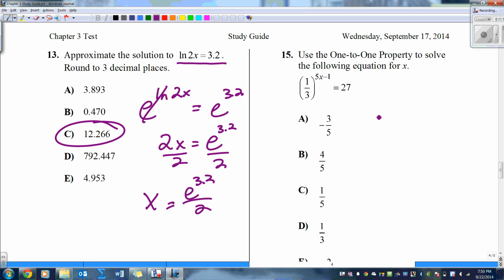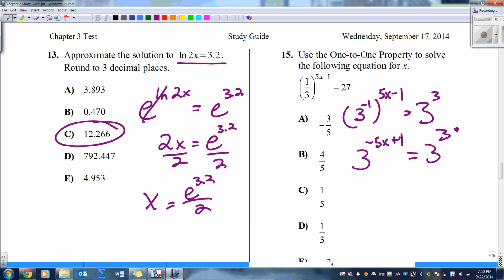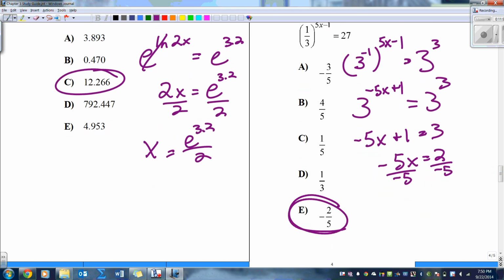Number 15, on the other hand, using my one-to-one property, I have to make both of these have a base of 3. So I have 3 to the negative 1 to the 5x minus 1 equals 3 to the 3. So this becomes 3 to the negative 5x plus 1. I had to distribute a negative into all of them, equals 3 to the 3. So now I can get rid of the bases and set my exponents equal. Subtract 1. Divide by negative 5. So my answer is negative 2/5 down here at E.